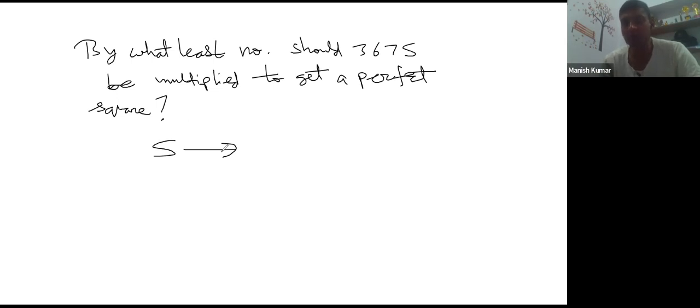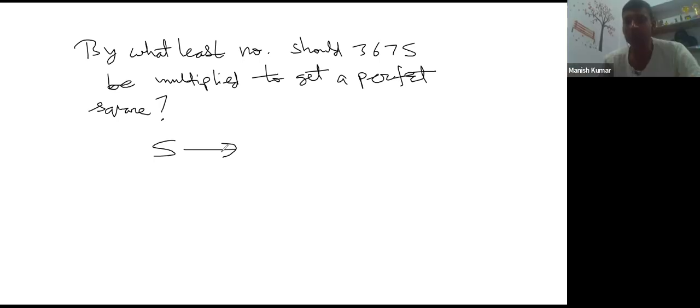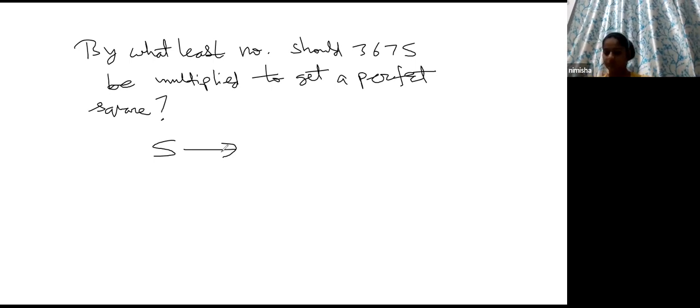By which number you should multiply 5, for example, to get a perfect square? Now, can you not say the table of 5? Yes, sir. 5 fives are 25. Is 25 not a perfect square? So we have to multiply this 5 with what? With 5 only. In the same way, you have to do this 3675. Can you try now? Yes, sir.